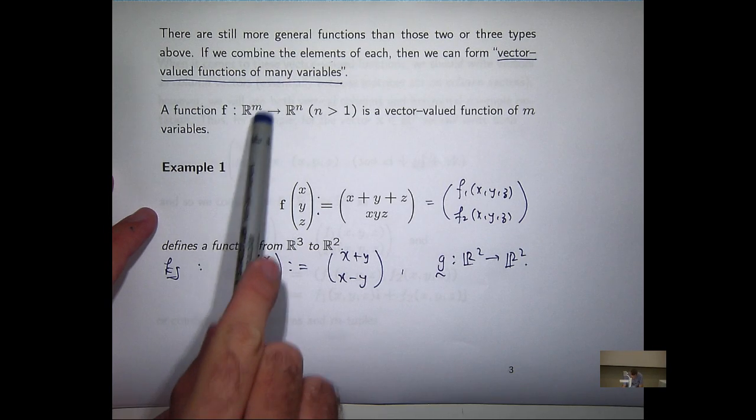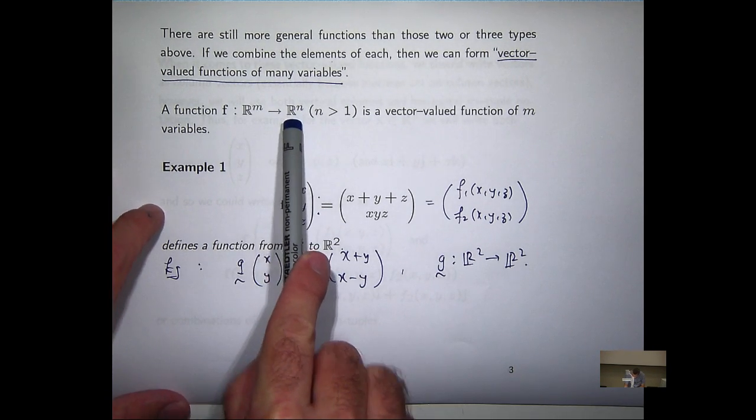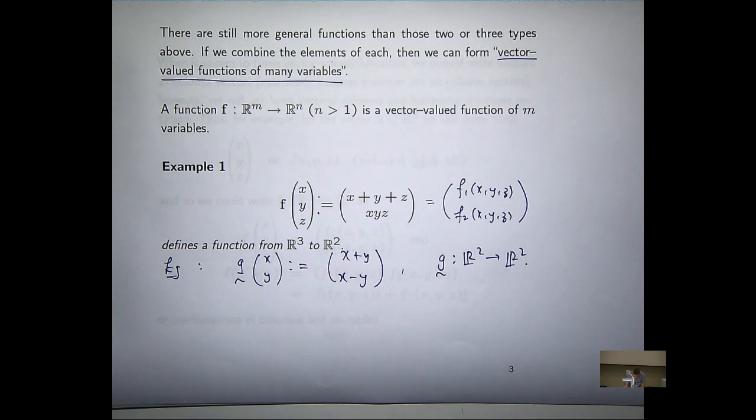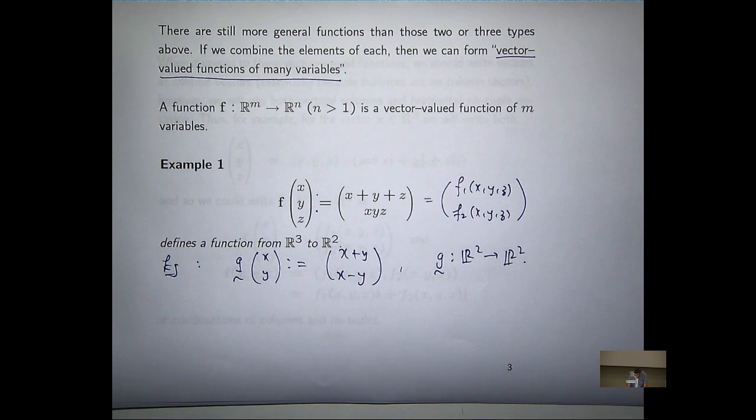Okay, so more generally, you can sort of map Rm to Rn, where n's greater than 1, so it's a vector valued output. Now, some people write these the other way around. They have the n over here and the m over here, but I'm just doing it because m comes before n in the alphabet, right? Okay, there's no deep thing there.